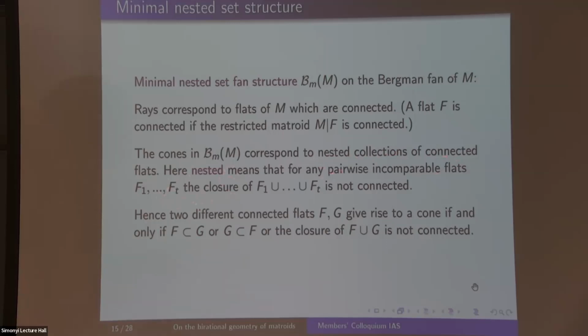So the definition is: nested means either things are pairwise comparable, or if not, the closure of the union is not connected. This is maybe a little strange to digest. It's easier to understand what this means if you have only two connected flats. So when do two connected flats give a cone in the structure? Either it is a chain of flats, as we were used to in the fine structure, or there's a third possibility now: the closure of the union is not connected. So you throw out the non-connected flats and you get cones, you write down different codes. Okay, let's look at this in an example.